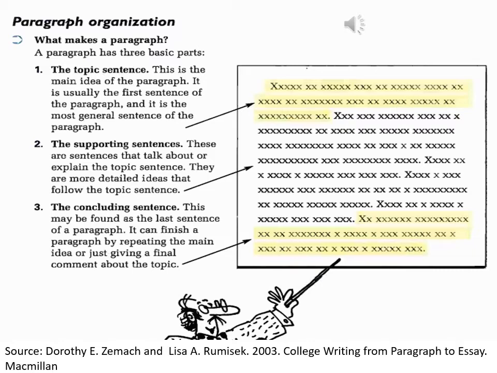The third part is the concluding sentence. This may be found as the last sentence of a paragraph. It can finish a paragraph by repeating the main idea or just giving a final comment about the topic.